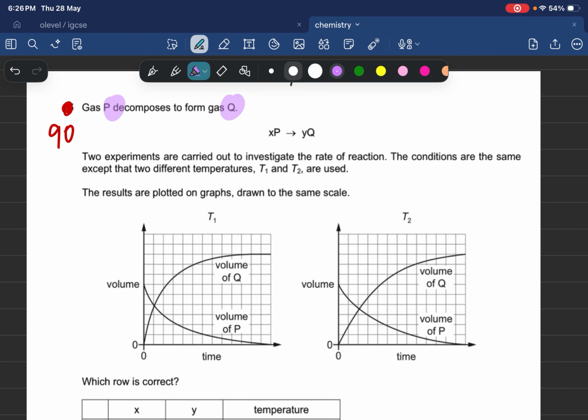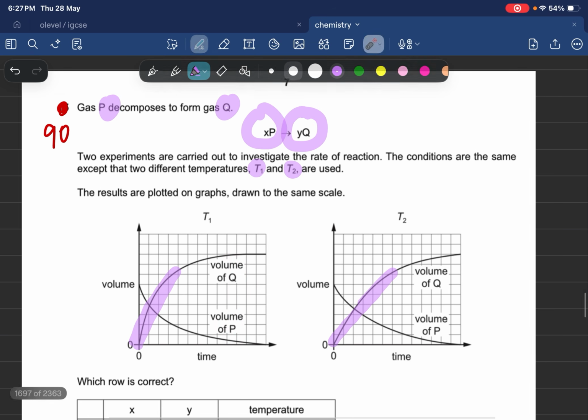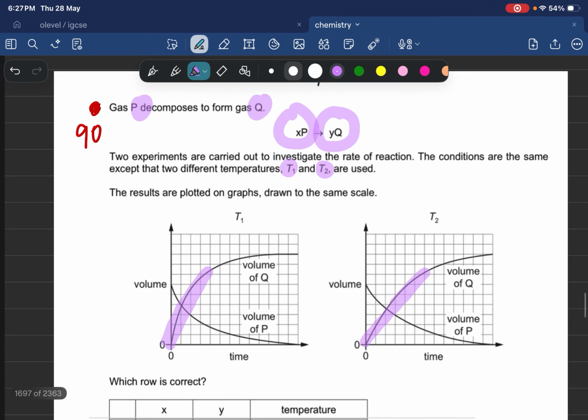Gas P decomposes to form Q, so X moles of P are decomposing to form Y moles of Q. 2 experiments are carried out to investigate the rate of the reaction. The conditions are the same, except that 2 different temperatures T1 and T2 are used. Okay. T2 is a little less, because look, over here the line is a little steeper. That means T1 is higher. Over here it's a little bent. You can see it. And over here you can see we reach this at almost this much time. We form the product very quickly over here, like at this much time.